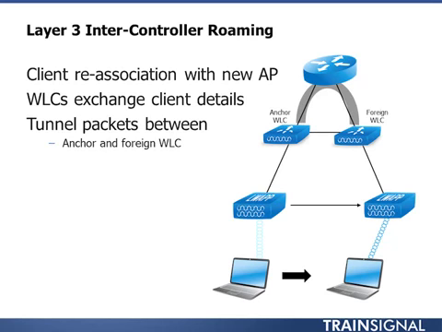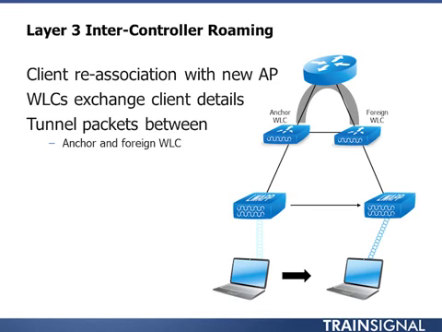So what I need to do is make sure that the original wireless LAN controller continues to accept data for this client and then forwards it via a tunnel to the foreign wireless LAN controller, which will then send it to the access point, which will then send it down to the client. Now if you're familiar with mobile IP, this will sound very familiar to you.